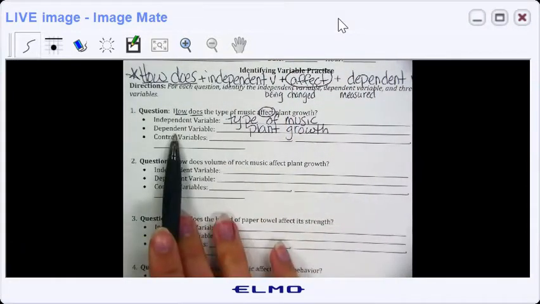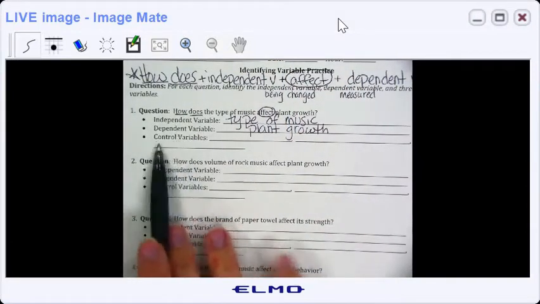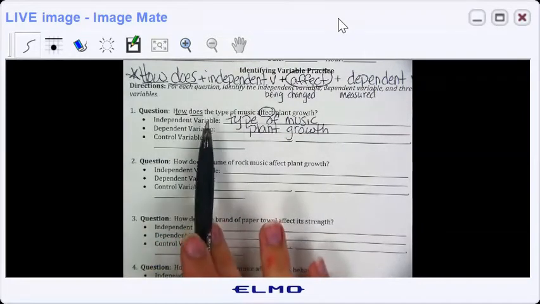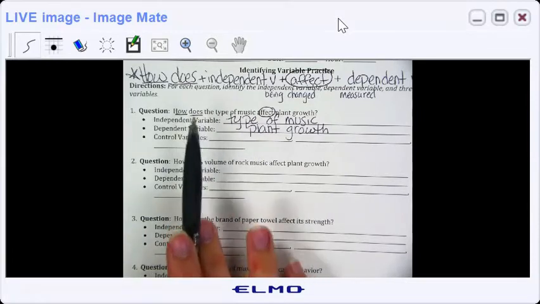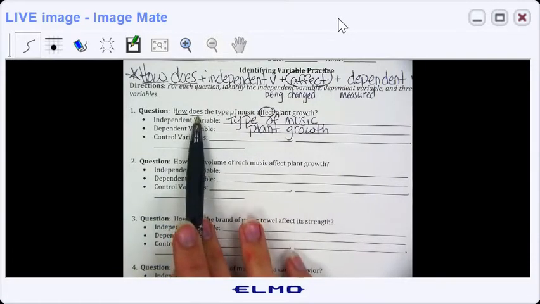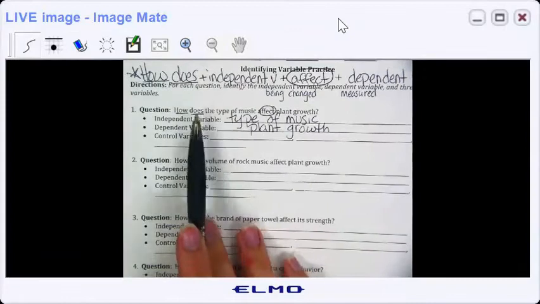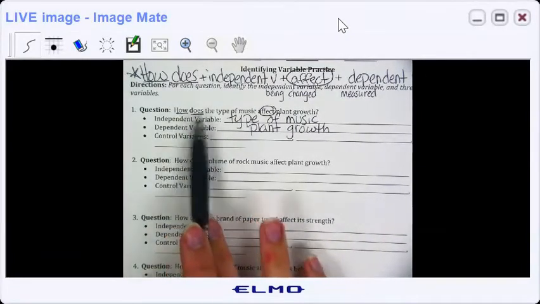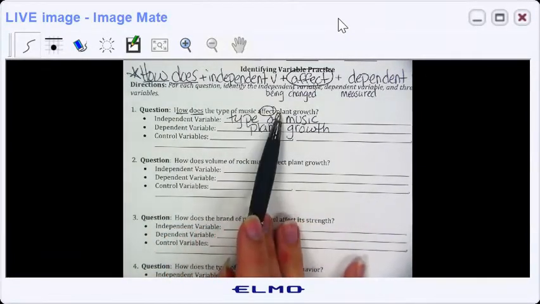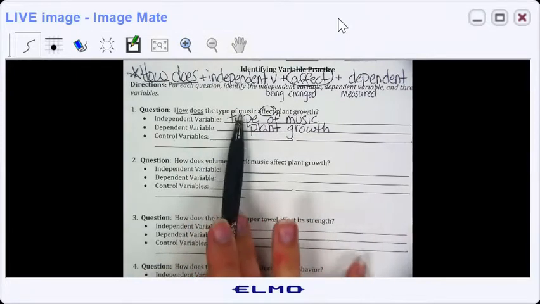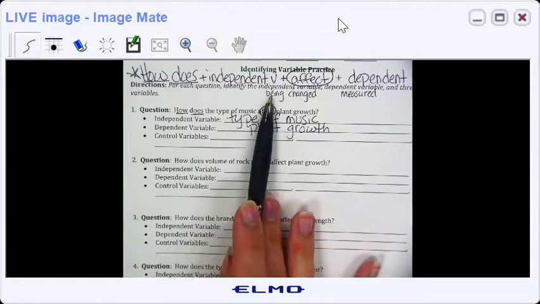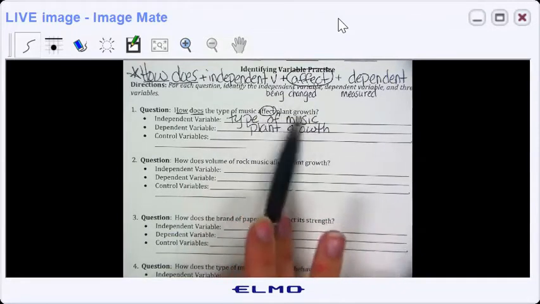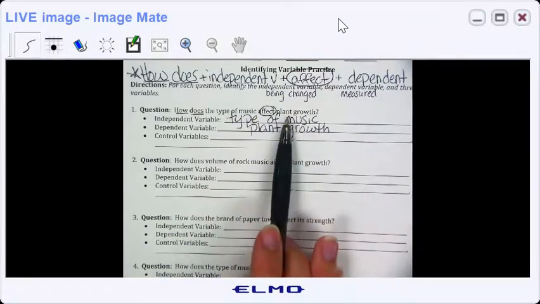Then the last part of identifying variables is controls, or what needs to stay the same. So in each of these situations, you are going to need to think about the fact that you are doing this experiment. So the question your teacher gives you is, how does the type of music affect a plant? So you're going to be playing types of music because that's being changed by you. The type of music is being changed. And we're measuring, because it's the dependent variable, plant growth.